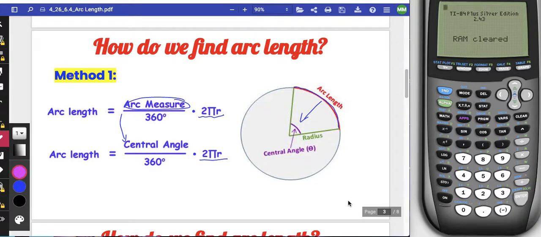Hello everyone, welcome back to our second part of this lesson. In this video, we are going to use several examples to practice the two methods we mentioned about arc length.